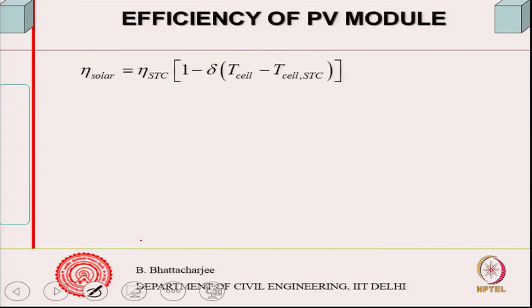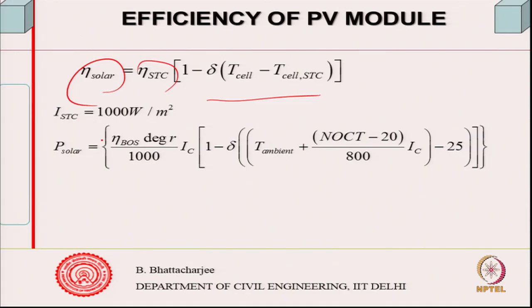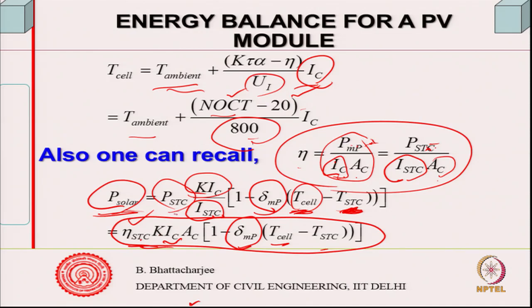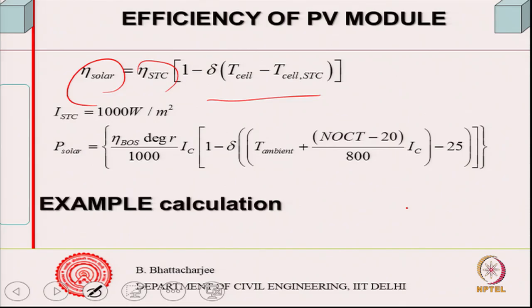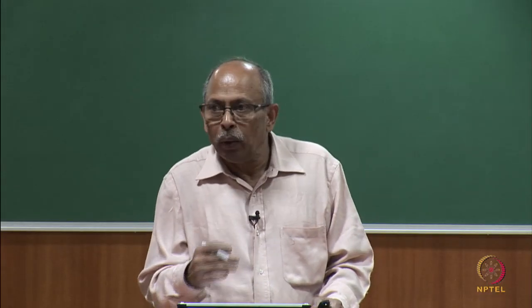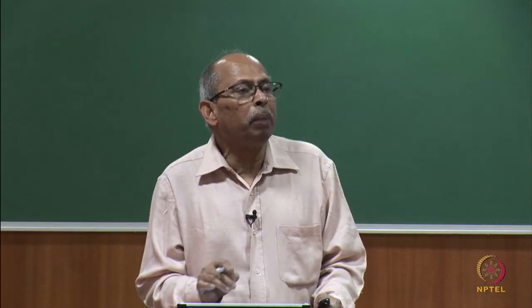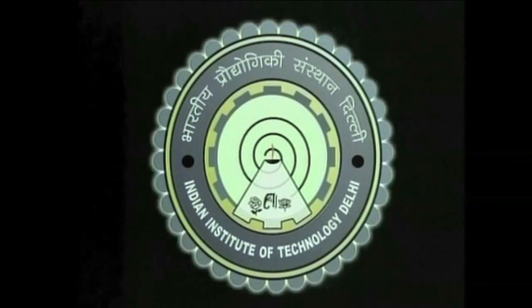So, you see, nu solar one can find out, nu STC into 1 minus etcetera, as I said. So, consider let us say I STC is equal to 1000 watt per meter square, then one can use this expression to obtain P solar from this particular one like this. So, this is what it is. Now, we can look into the specification, what the specification will give, and one simple calculation of the efficiency out from this.